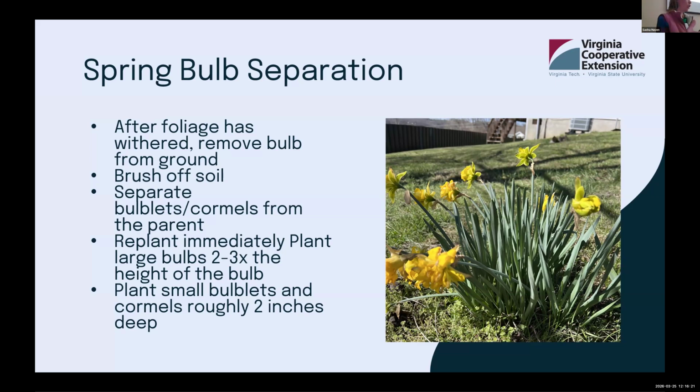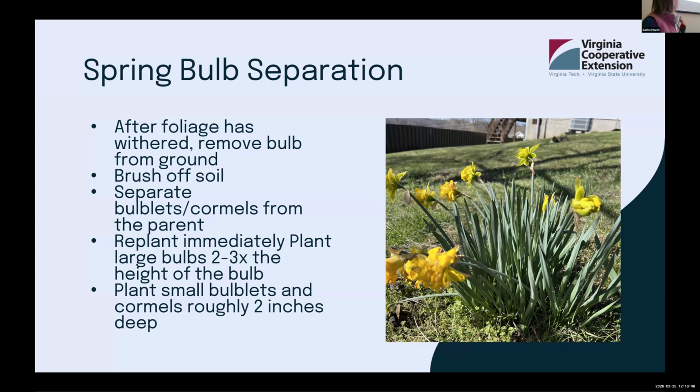Be careful with the bulbs. If you put your shovel through it, obviously you're not going to have a bulb anymore. So use a shovel or a pitchfork and loosen the dirt around it first. Brush off the soil as you can, and then just separate them out. They should come apart pretty easily, both bulbs and corms. You should just be able to pull them right apart.